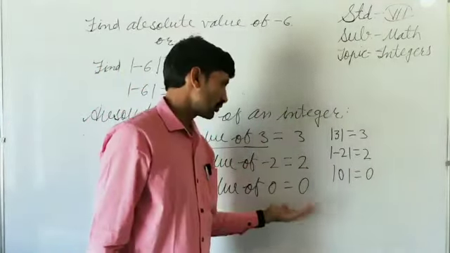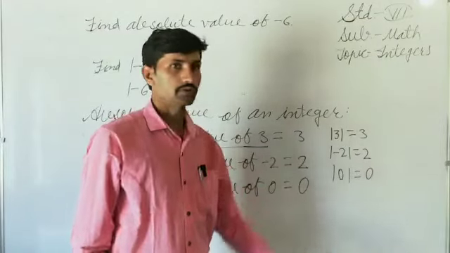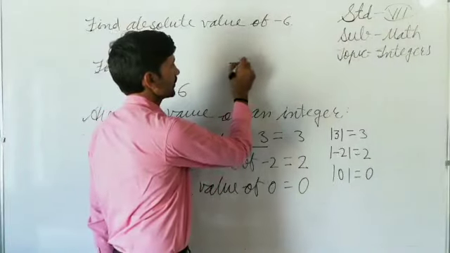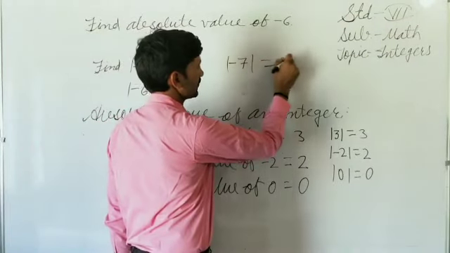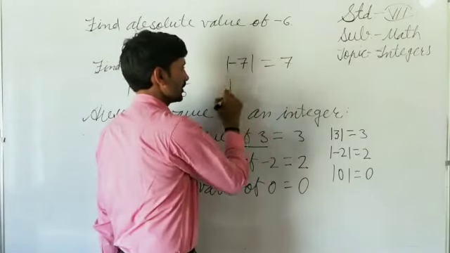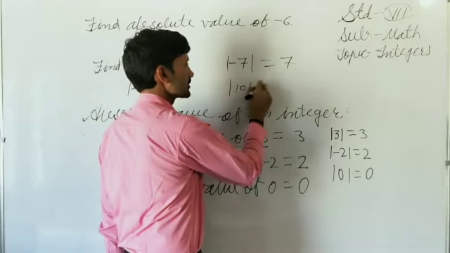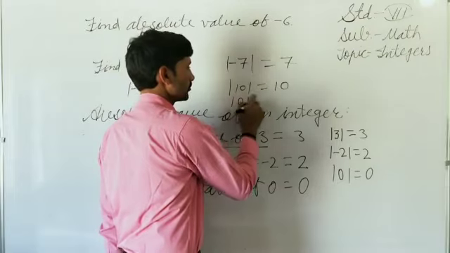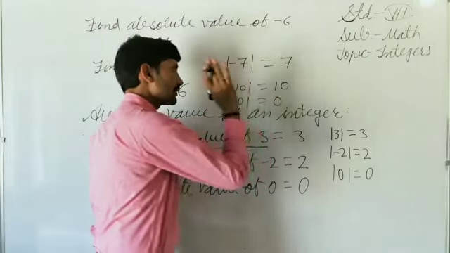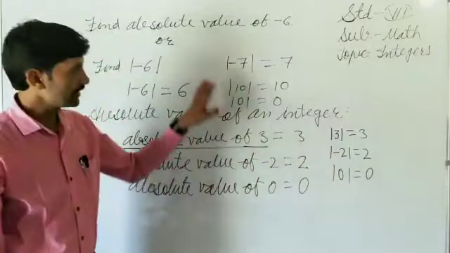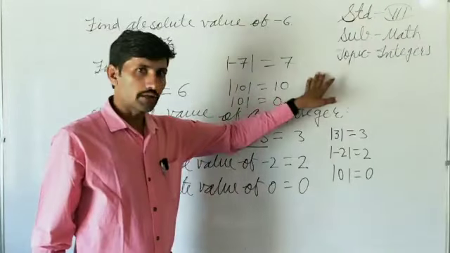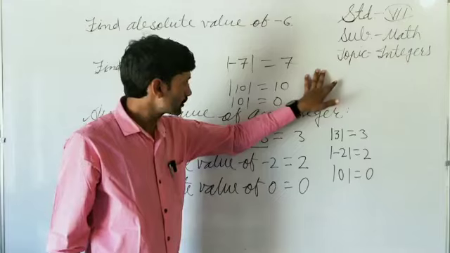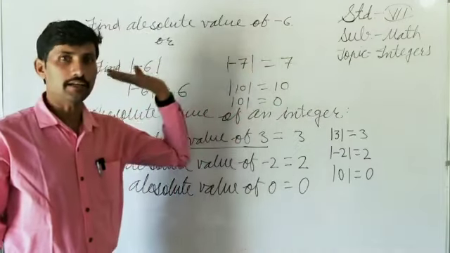See, if you look at the 4, then its absolute value is 4. That is not smaller than 4. The absolute value of minus 7 is 7. It is not less than minus 7. The absolute value of 10 is 10. It is not less than 10. It is equal to 10. The absolute value of 0 is 0. So always keep in mind, the absolute value of any integer will either be equal to the integer or greater than the integer.